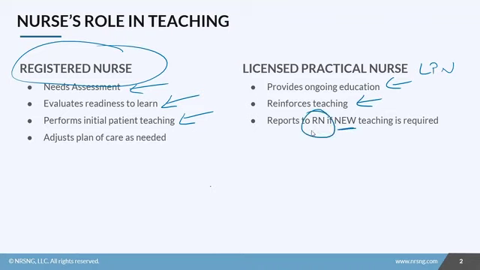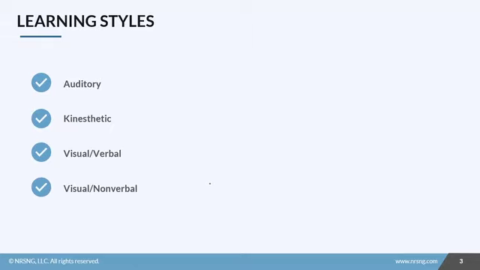So when we start to educate our patients, one thing we often will ask them is, how do you learn best? So we're going to address some learning styles. There are 4 that we're looking at: auditory, kinesthetic, visual verbal, and visual nonverbal. And these all are just different ways in which a patient learns. A patient that has an auditory learning style means that they like to listen. They like to just be taught with words. You educate them just by speaking to them.